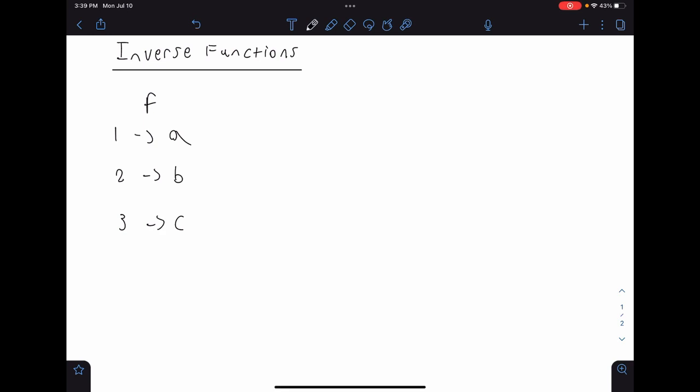To undo f and get back to 1, get back to 2, get back to 3, we must take the inverse. So the inverse of f now goes from a to 1, b to 2, and c to 3. It reverses the operation that f did, right?